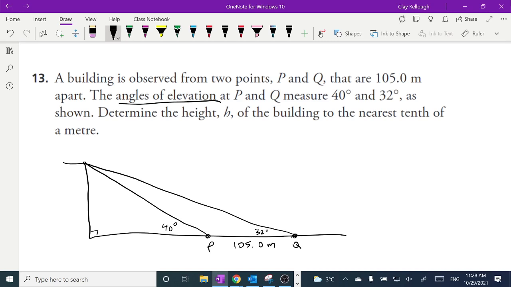What I've created is, let's do this in purple, I've created this purple triangle right here from P to Q to the top of the building. I guess I should give this point at the top of the building a letter. B for building. There we go. So I have triangle BPQ. You can draw it away from the rest of the diagram if you want.